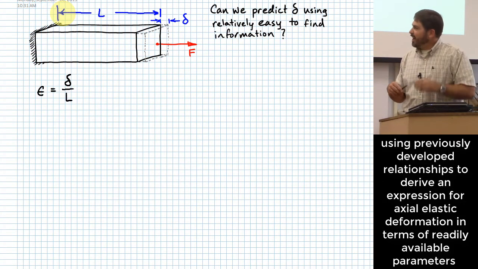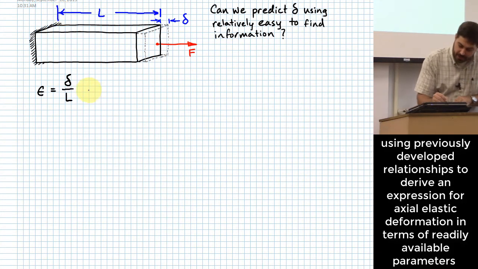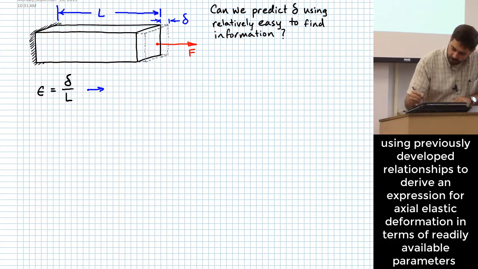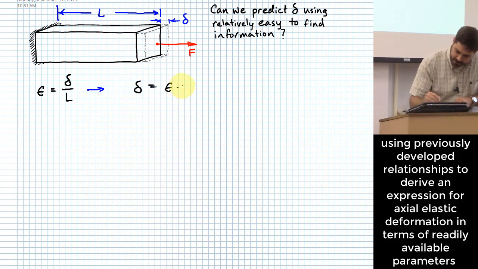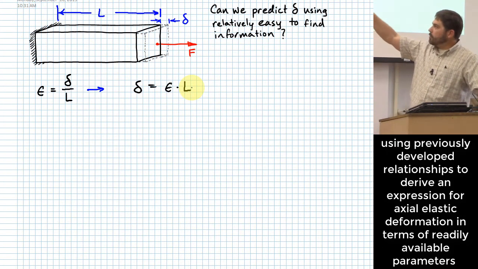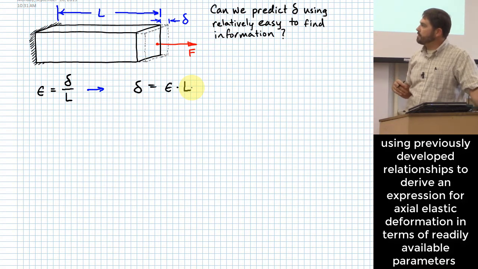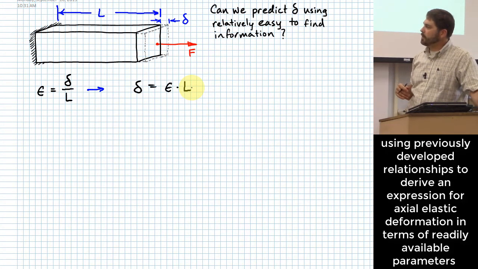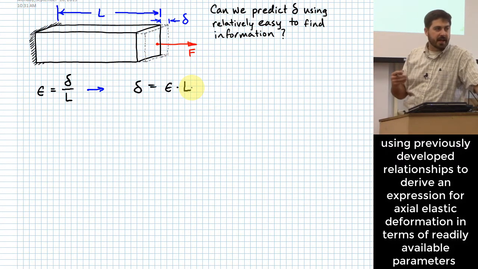So tell you what we can do, we can go ahead and solve this for delta. If I solve it for delta, what does that end up being? Epsilon times L. But it isn't quite what we're asking for yet, because can we predict delta using relatively easy to find information? So we need something to replace epsilon. Like what? Someone suggests Young's modulus, the modulus of elasticity.